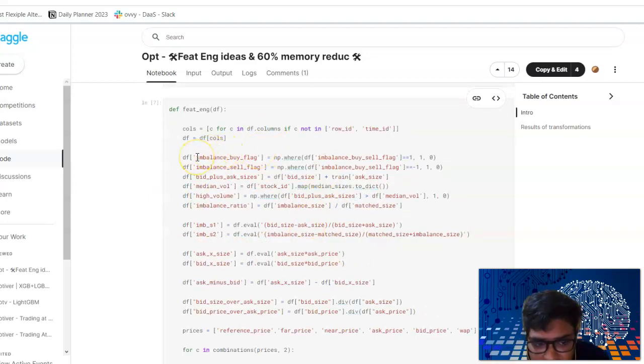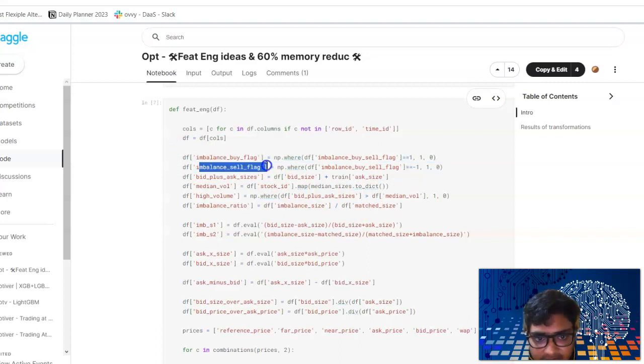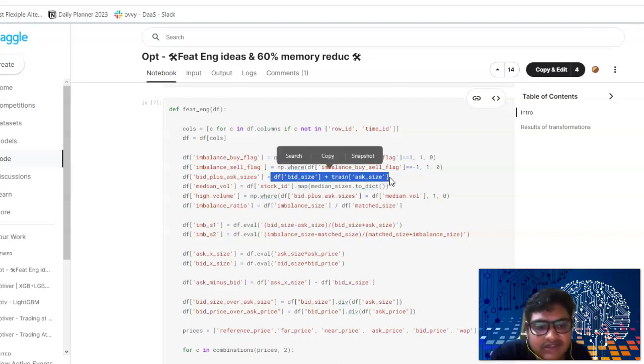As we saw in the EDA, there was imbalance by flag. There was -1, 0, and 1. So we can distribute it into three columns. Similarly, the imbalance sell flag we can also distribute. And as we saw, there was a high correlation in the bid size and ask size. The price will lie within the bid size and ask size, so maybe we can combine that. It will give us a total ask size.